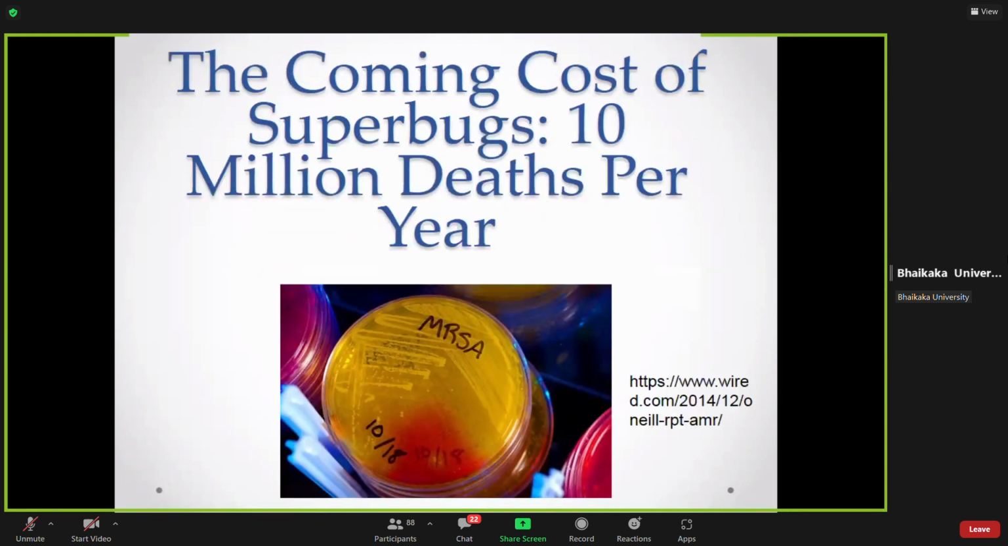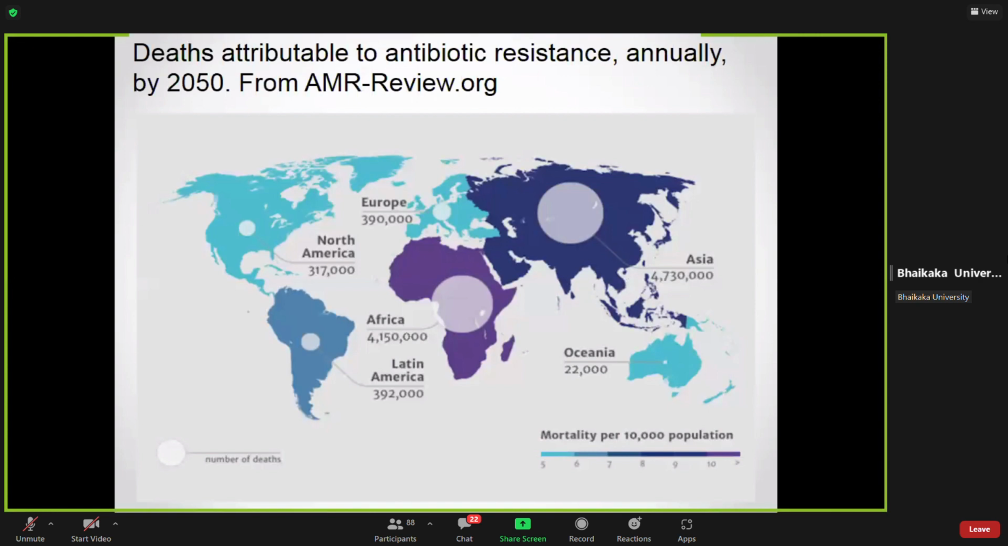The coming cost of superbugs: 10 million deaths per year. This has been forecasted, and in 2050 the deaths in each area would be something like these. In the map of the globe, you can see the numbers. This is just a forecasted figure, and if we do not control ourselves in prescribing proper antibiotics, the figures could be even scarier than what we see. These are figures of the number of deaths in the population per year. Simply understand the severity.